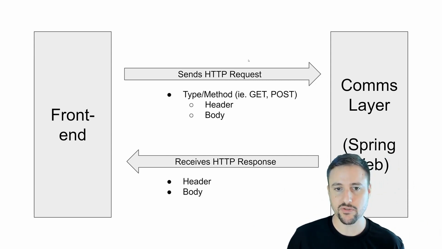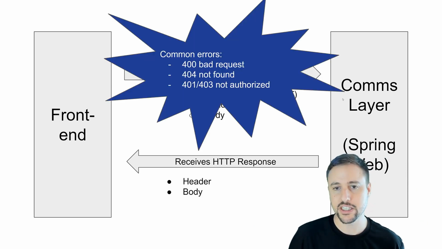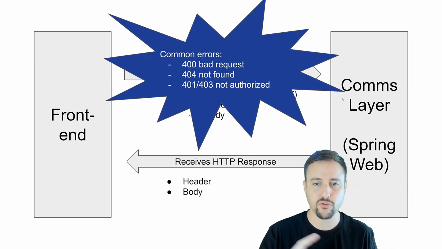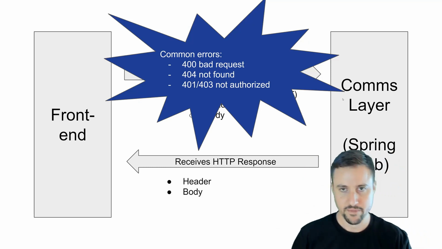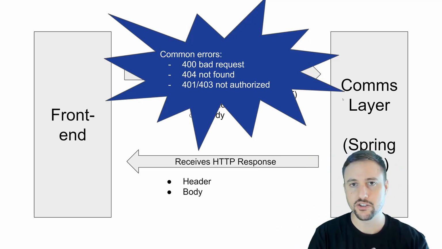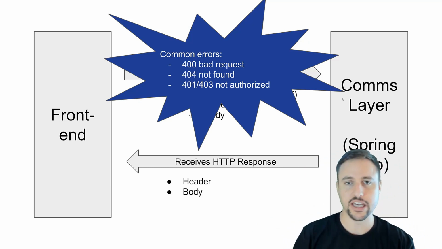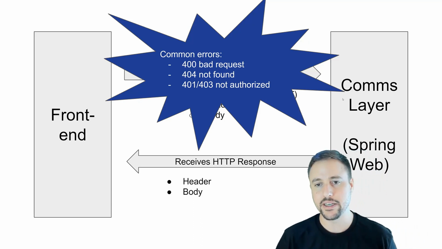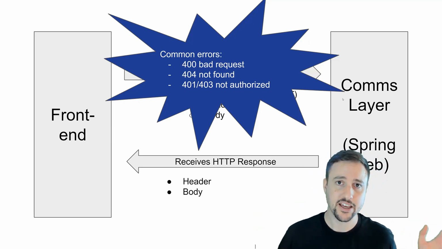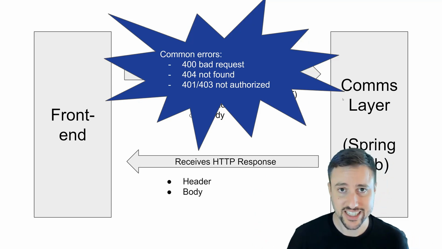So when we send the request from the front end to the Spring Web, the first communications layer, common errors that you might see here are 400, 401, 403, 404. Okay, these are probably codes. These are HTTP status codes that you've seen before. Very common is 404. That one is, hey, you requested a page that just doesn't exist.